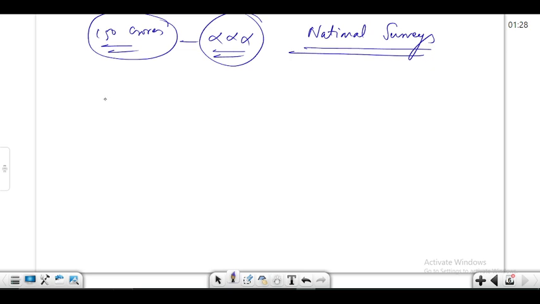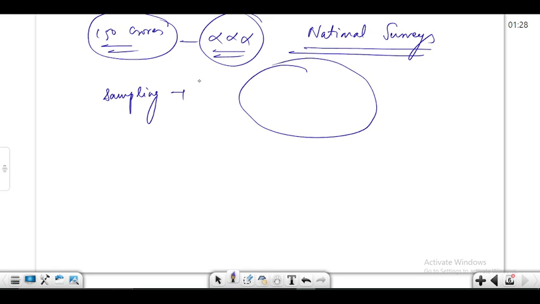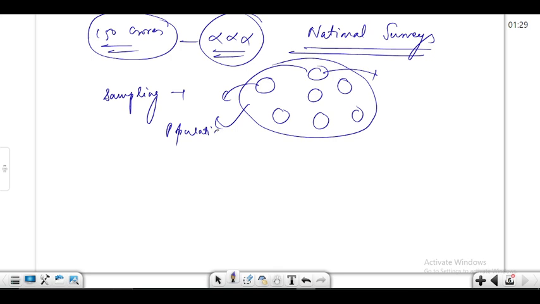So that is why sampling becomes important. In sampling, suppose this is the entire population. Since we can't acquire the data for the entire population, we take small samples. We'll take sample data, and through these samples, we'll try to estimate the population parameters. So this is how it works.